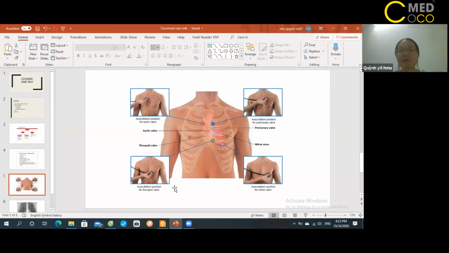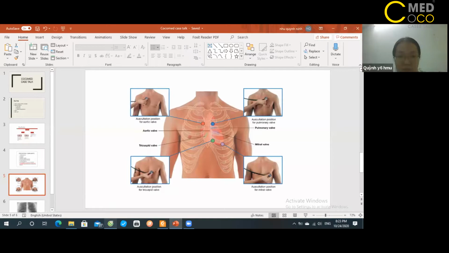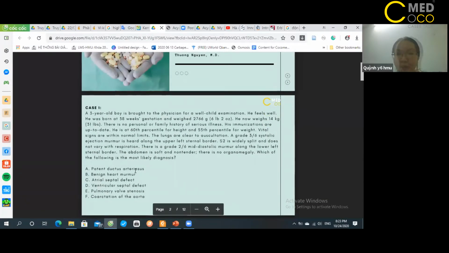So now we will move to our Miss, the following topic of acyanotic congenital heart defects. So now we will move to the first case.